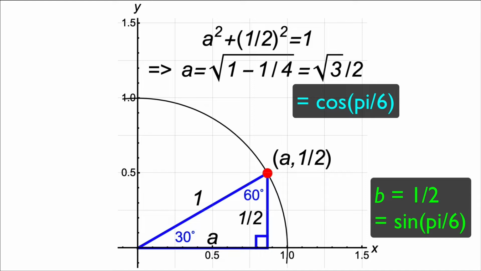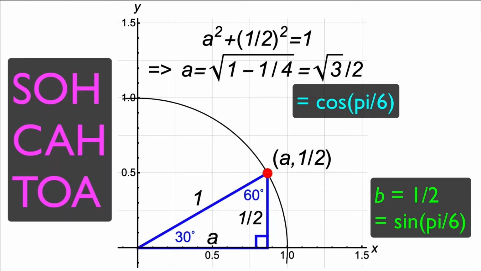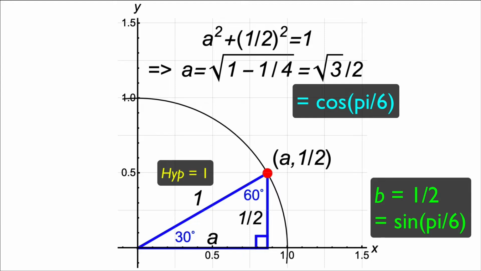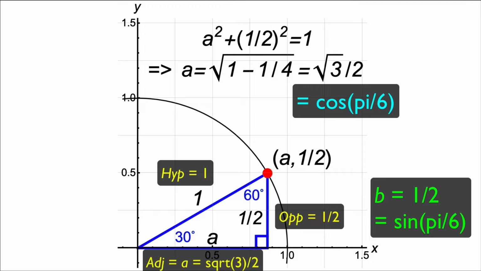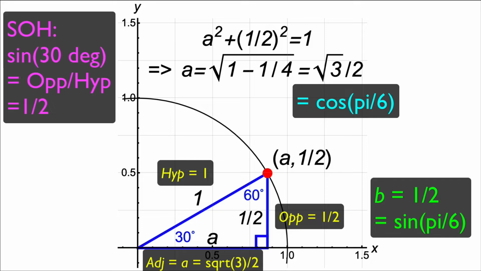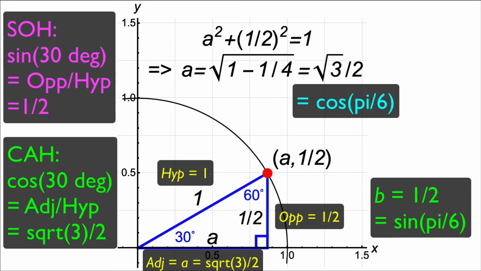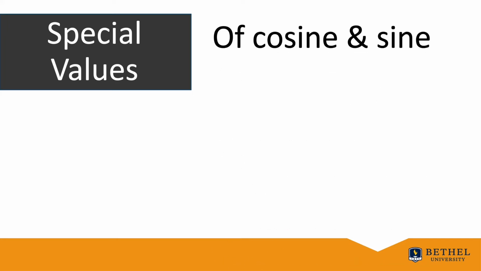We can also now relate this to right triangle trigonometry and SOHCAHTOA. For the 30-degree angle in the lower left corner of the right triangle, the hypotenuse is 1, the opposite side is 1/2, and the adjacent side is a, which is square root of 3/2. So SOH means sine is opposite over hypotenuse, which is 1/2 over 1, which is 1/2. CAH means cosine of 30 degrees is adjacent over hypotenuse, which is a over 1, which is square root of 3/2. Further special values of cosine and sine can continue to be derived with right triangle trigonometry.